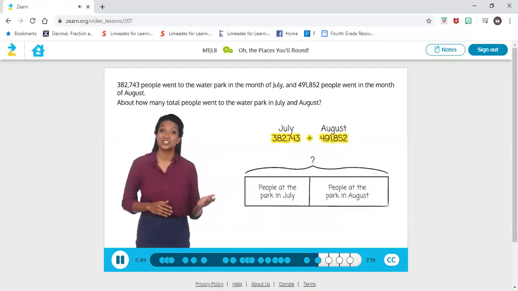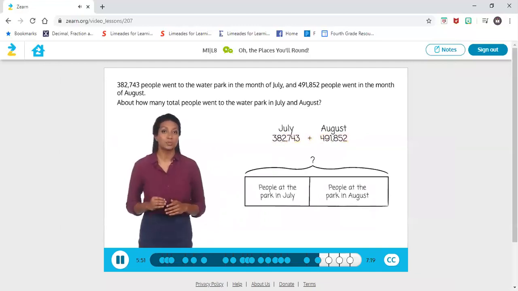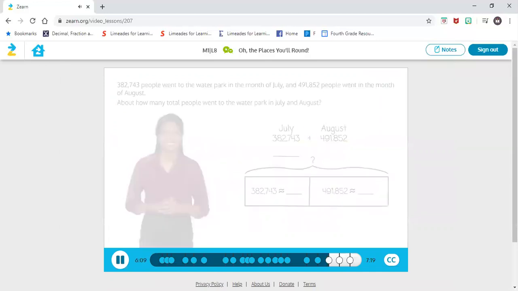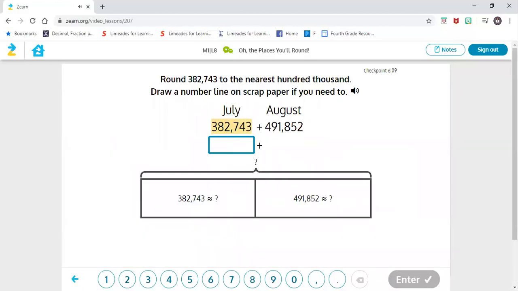We can use addition to solve. Notice the problem asks for about how many total people went to the water park. Without finding the exact answer, we can estimate the total by first rounding each addend to the nearest 100,000, and then adding the rounded numbers. Start by rounding the number of people who went to the park in July. Okay, so we're going to round to the nearest 100,000.